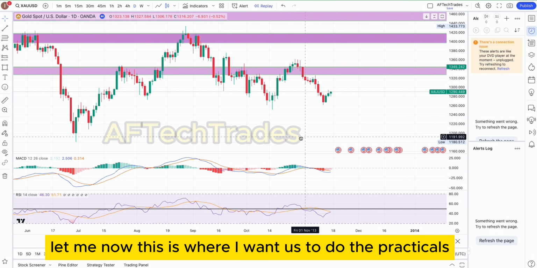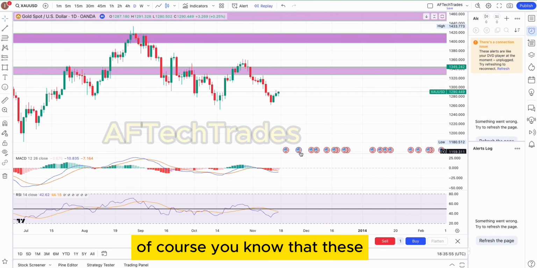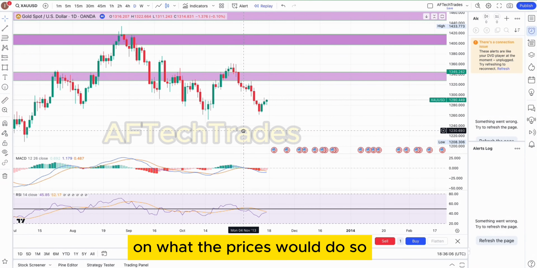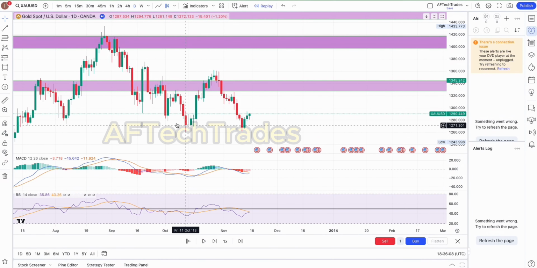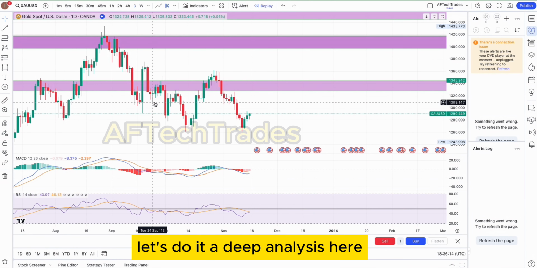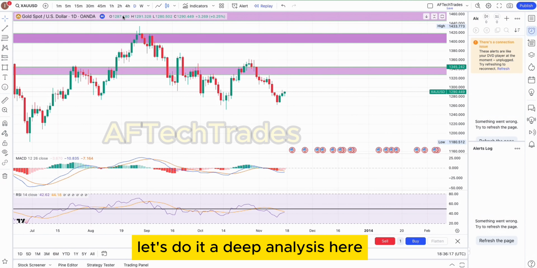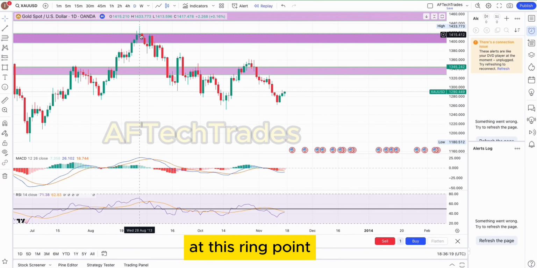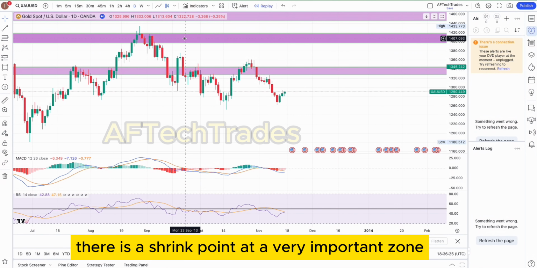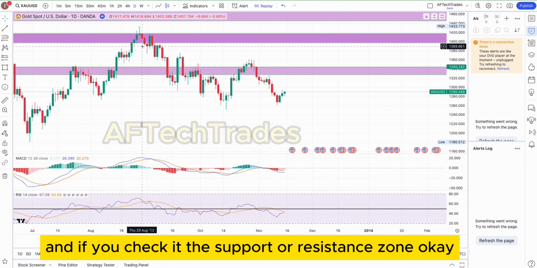This is where I want us to do the practicals. Of course, you know that these are indications of news that are coming up. So usually they have impacts on what the prices would do. So here, prior to this news, let's do a deep analysis. At this swing point, there is a swing point at a very important zone, and if you check, it's a support turned resistance zone.